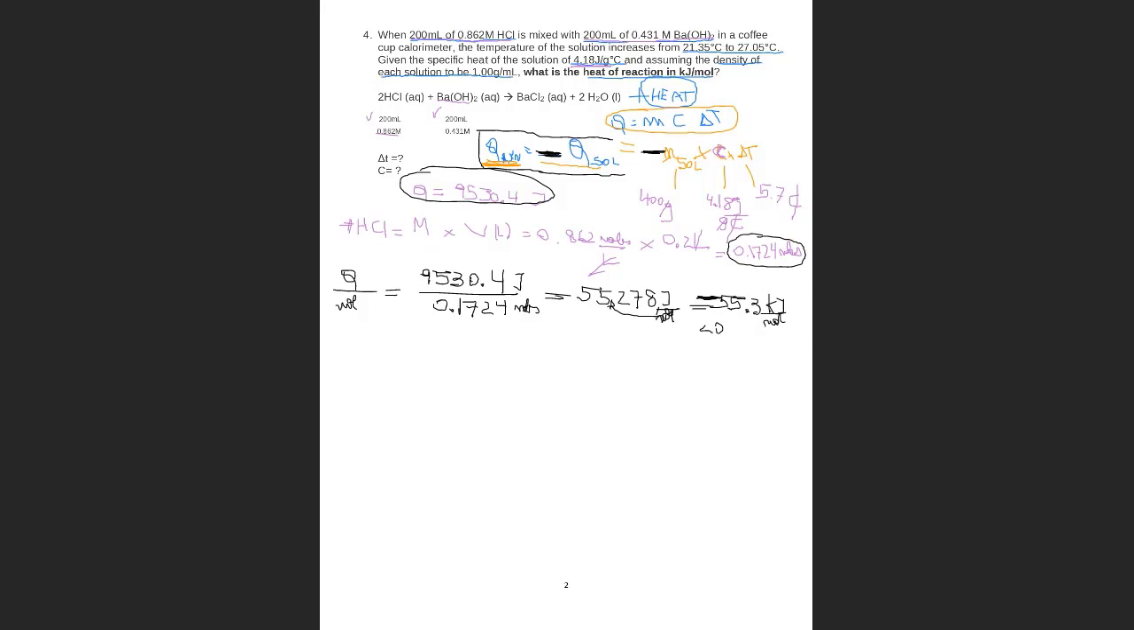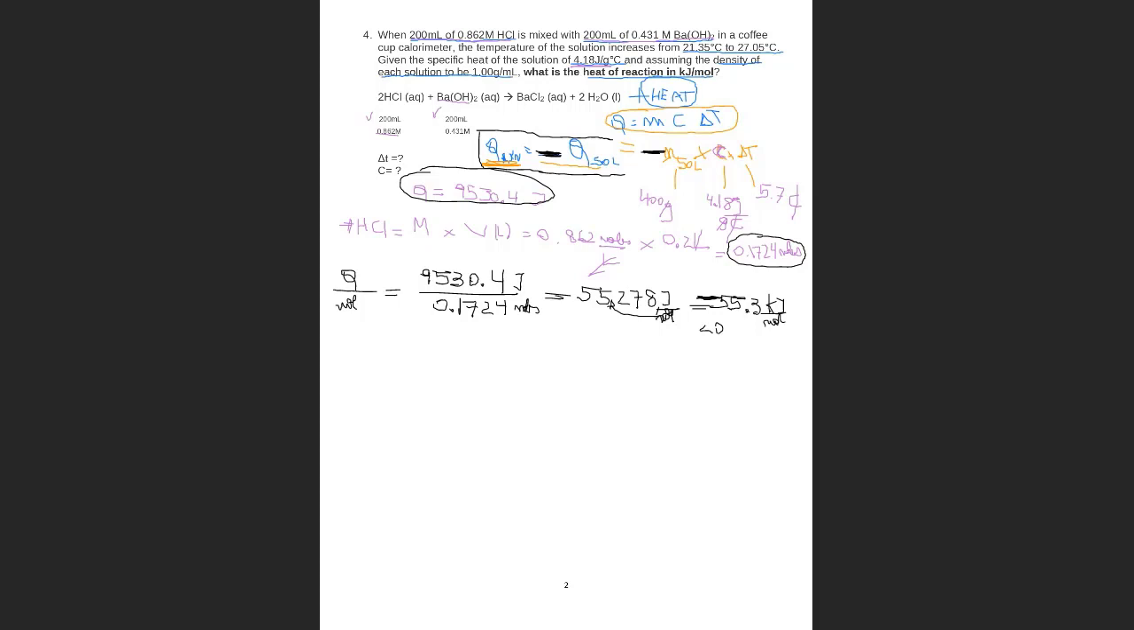That is the mass of the solution times the C times the delta T. Because on the temperature change, 27.05 minus 21.35, it is positive. That means the solution, because it's positive, absorbs the energy, because the temperature increases. The solution absorbs, but the reaction releases.